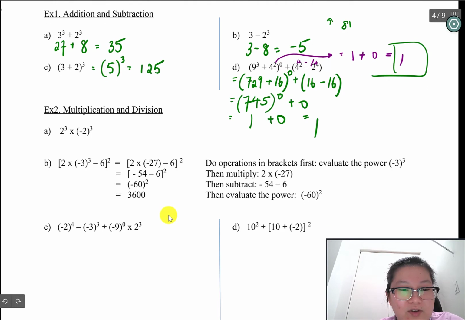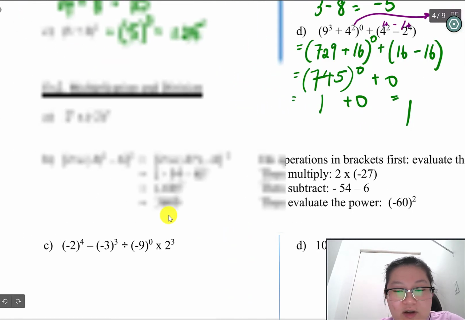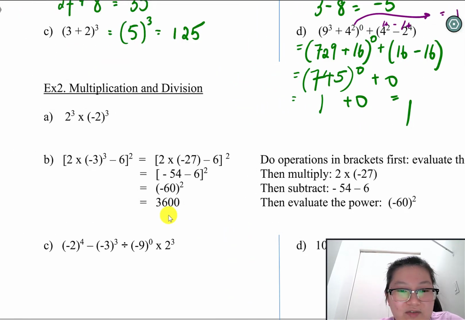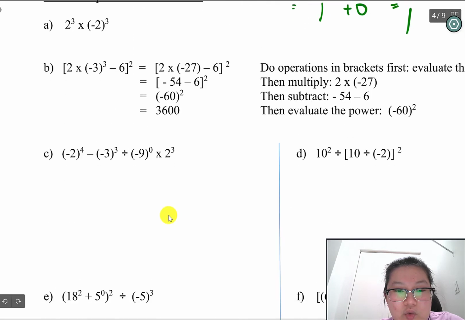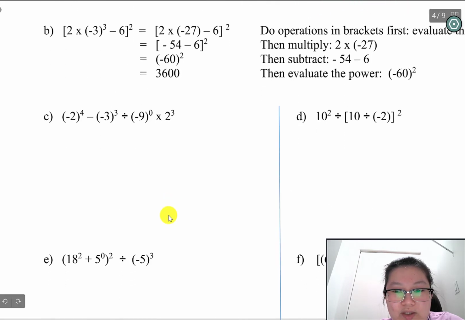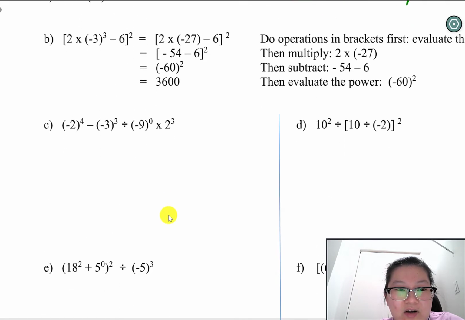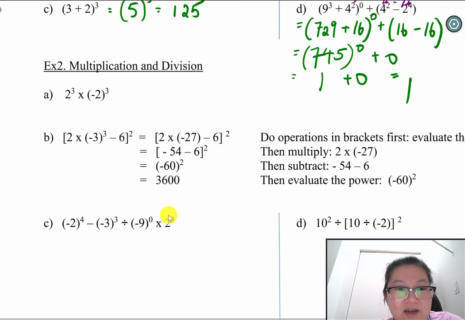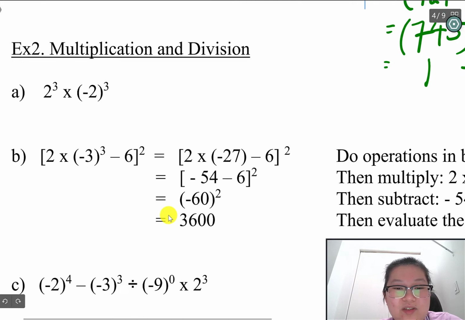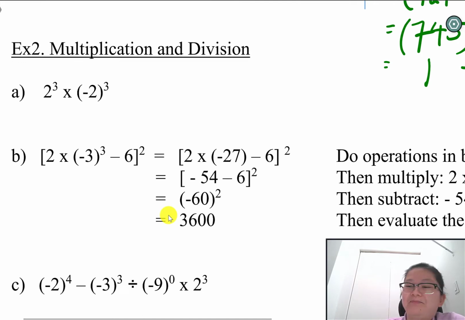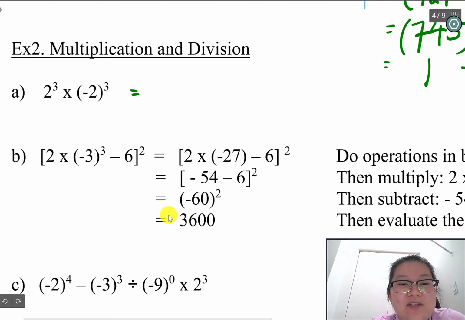Okay, multiplication and division. So I'm just gonna plow through this first one. Okay, B is done for you. Then I'll give you a chance to try. I'll give you a chance to try C all the way to F. Okay, so let's do A together, multiplying and division. Oh, this is sneaky, but anyway, so here we go. So 2 to the power 3, that's going to give us 8.